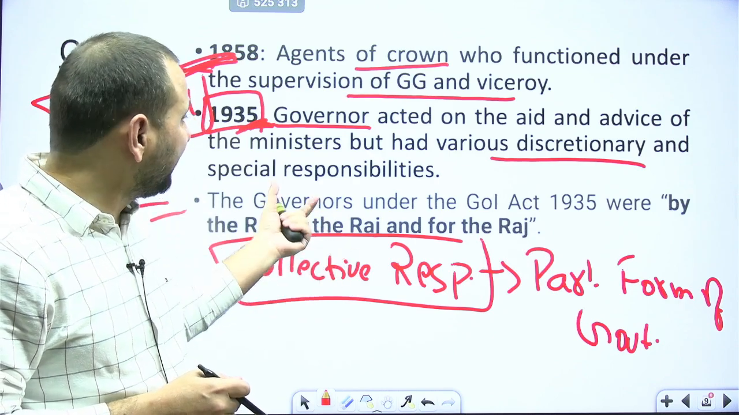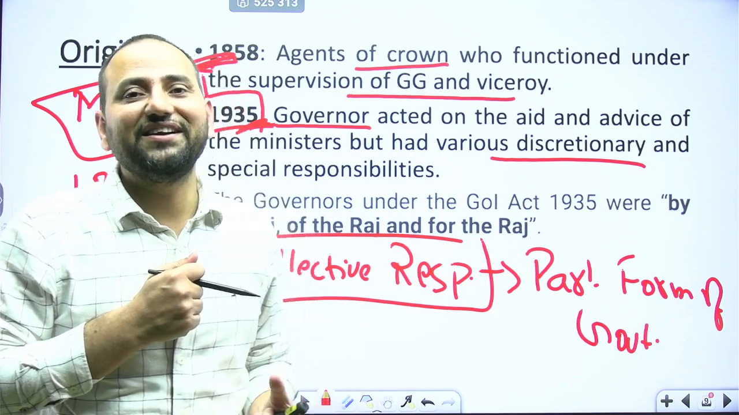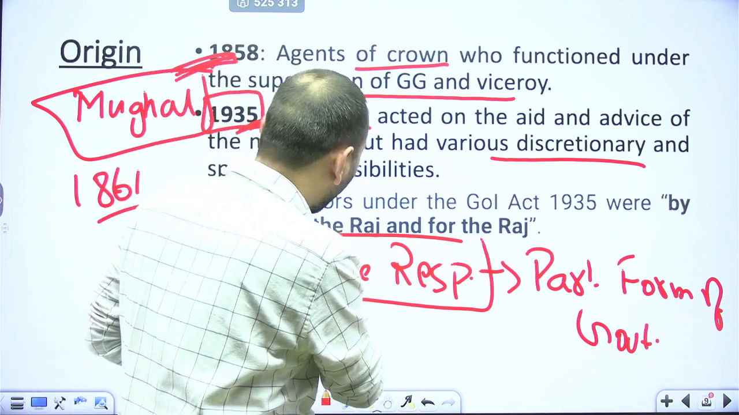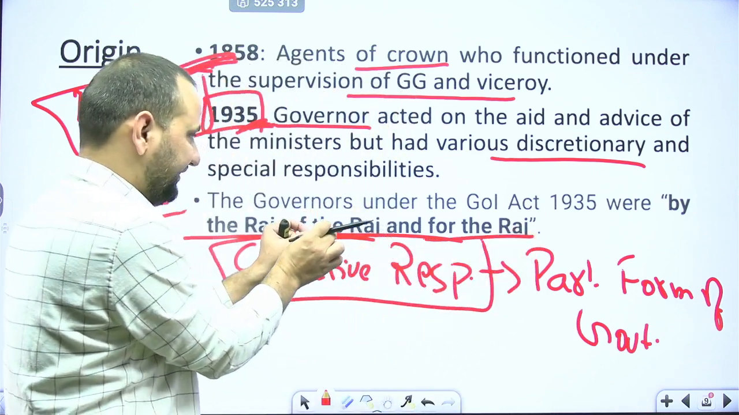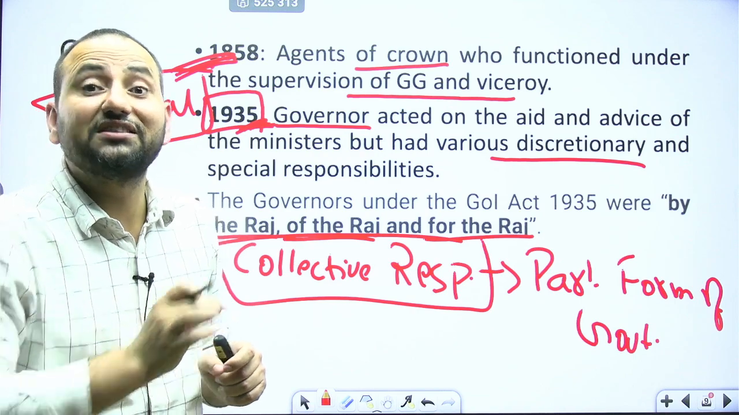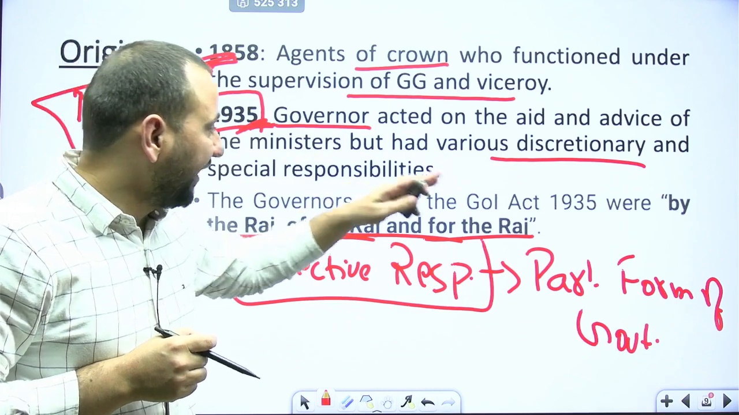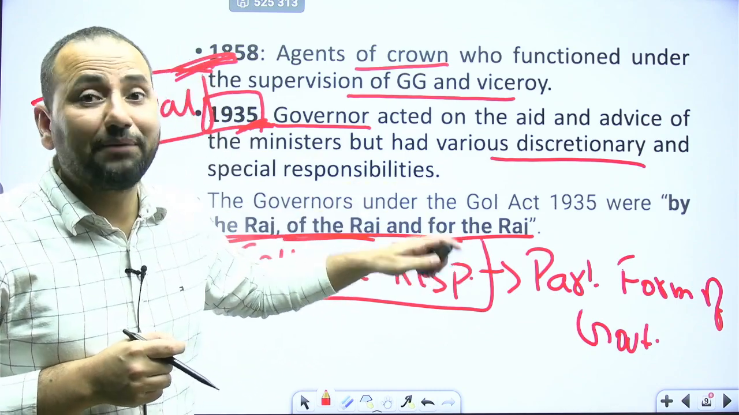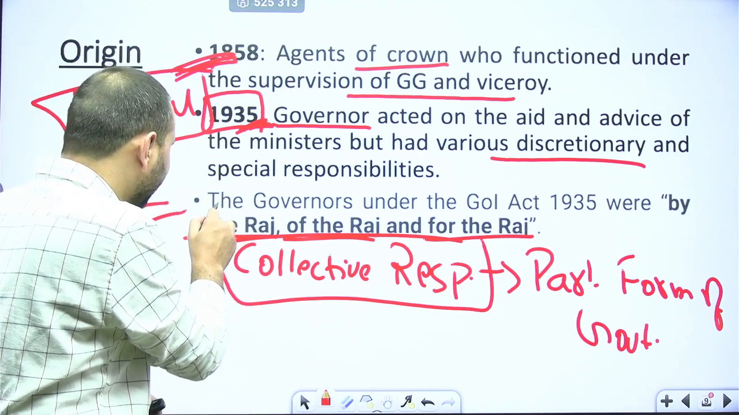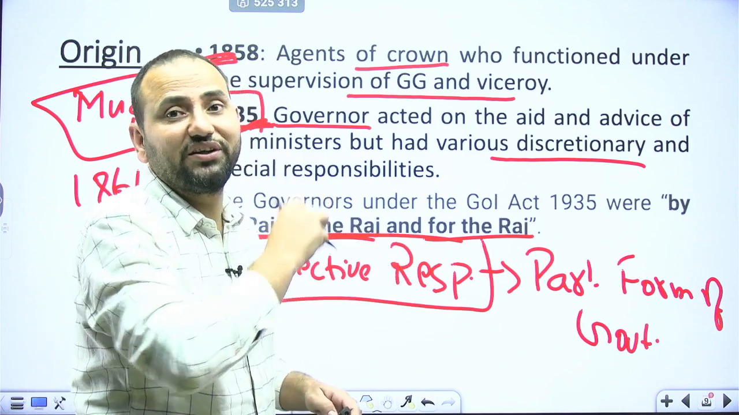Now the point is, you can sum up this structure of the governor in this Government of India Act 1935 as they were by the Raj, of the Raj, and for the Raj. This single line automatically comes up with this whole definition of the powers of the governor, the structure of the governor through this Government of India Act 1935. That is, they were by the Raj, of the Raj, and for the Raj. I am talking about the Government of India Act 1935, because this 1935 Act automatically became the provincial constitution also in 1947.